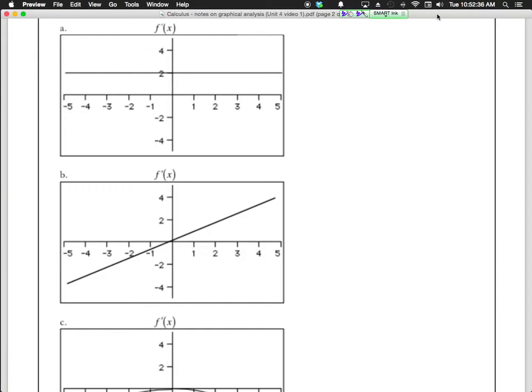But we're not looking at f of x. You guys are thinking about f of x. We're now looking at f prime of x. So if I'm looking at f prime of x, what am I looking for to determine concavity? Whether it's increasing or decreasing. And what's going on with this first one? It is not increasing, it is not decreasing, which means there is no concavity on this first one.